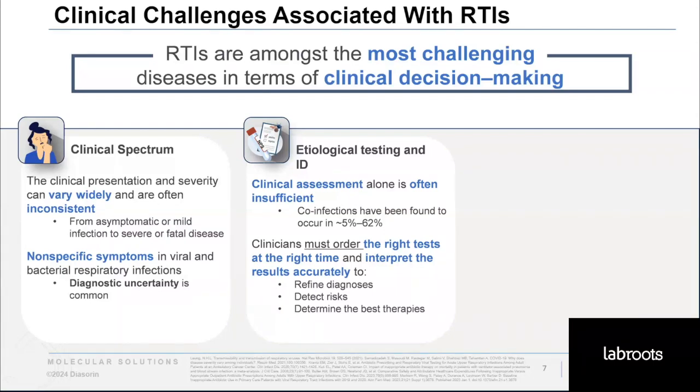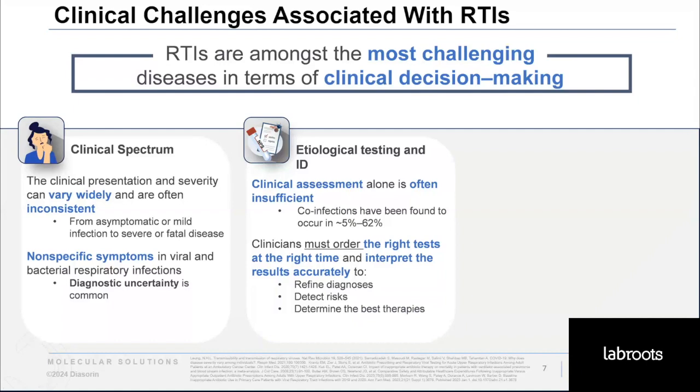However, clinical assessment alone is often not enough to identify the causative agent, especially for respiratory infections, which can also have a high likelihood of co-infections, up to 62%. It is also important to take into account that the approach to laboratory testing depends on the severity of the illness, the clinical syndrome being presented and evaluated, and the patient. So it's important to use the right test for the right patient at the right time to refine the diagnosis, detect risk, and determine the best therapies for that patient.